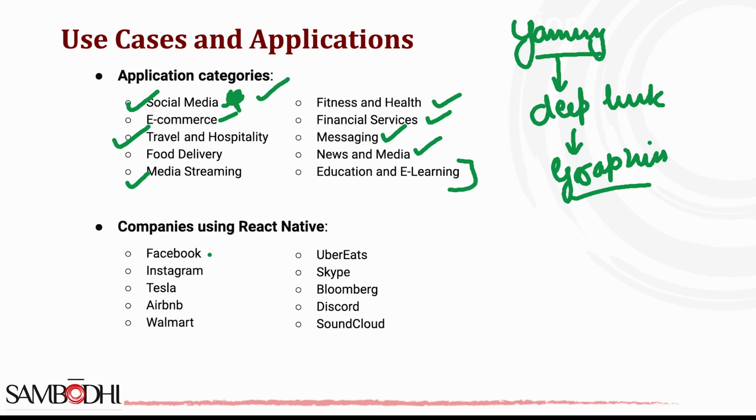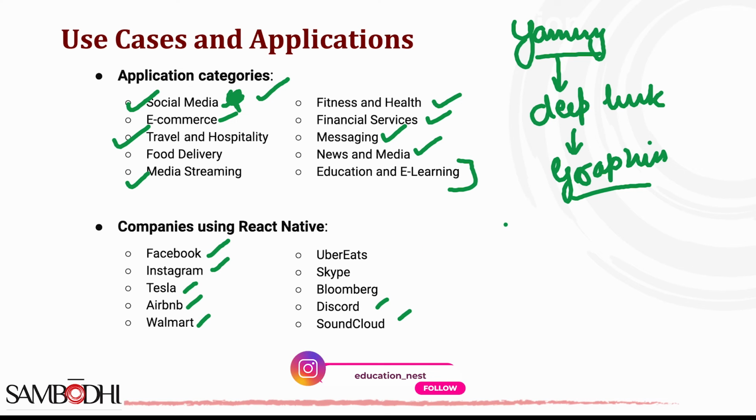If we come on to the companies that use React Native a lot, there are Facebook and Instagram. Obviously, Facebook itself has developed this React Native technology, so it is using that. And then there are Tesla, Airbnb, Walmart, Discord, SoundCloud. If you see all of these, most of them want their product to be updated very quickly, to be in the market very quickly, with quick development cycles and stuff like that.